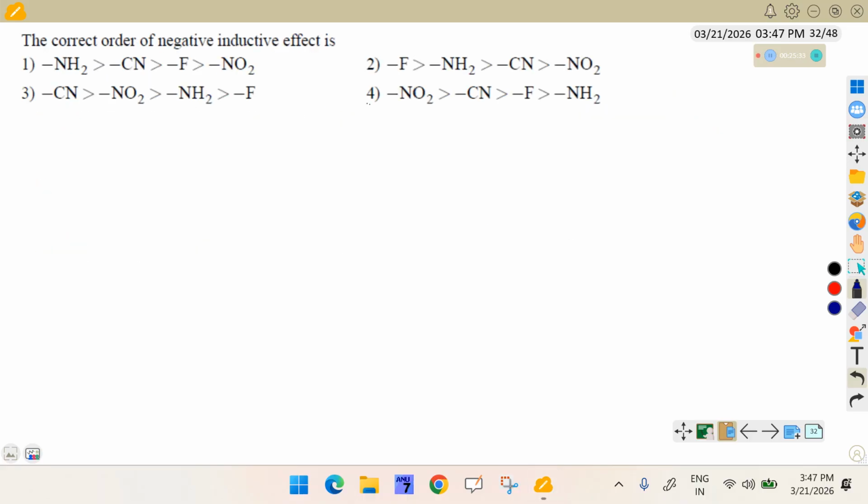The correct order of negative inductive effect. The correct order of negative inductive effect is more, after that CN, after that fluorine, after that NH2. Minus I effect order, minus R effect order, I think I gave in Grand Test 2 exam.